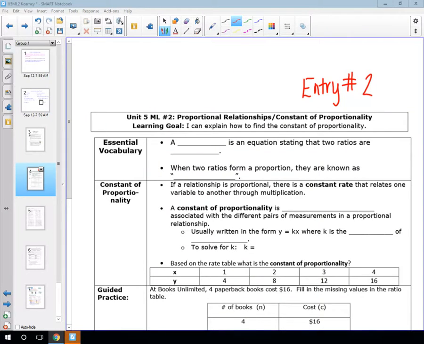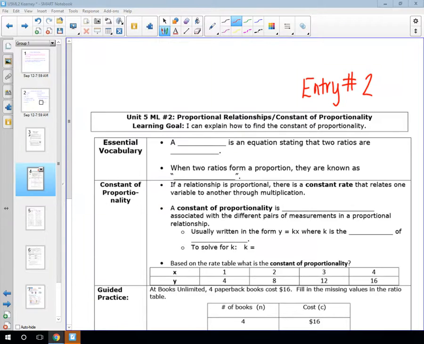So today we're talking about what makes two things proportional. And if two things are proportional, then what is the constant of proportionality? That was the really big word that a lot of you saw on the pretest that you didn't know what it was, constant of proportionality. So we're going to talk about that today. So take just a moment and read your learning goal.